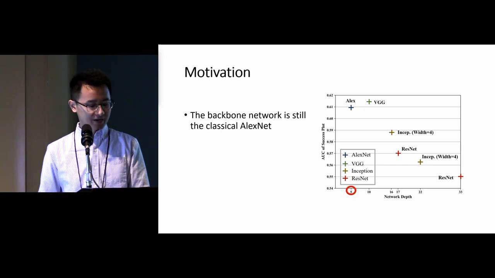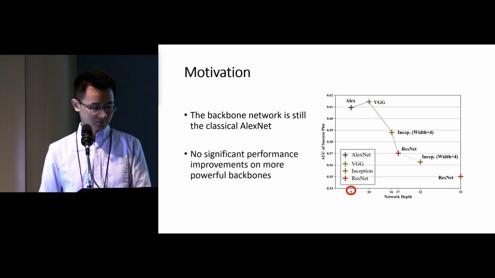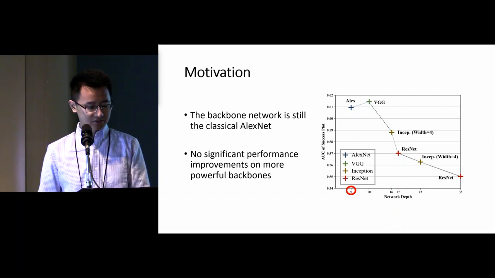One straightforward idea is to replace the shallow backbone with deeper networks, like VGG, Inception, and ResNet. Very surprisingly, this straightforward replacement does not bring much improvement and even causes performance drops. This phenomenon goes against the belief that increased network depth and width is beneficial for elevating model capacity. So we'd like to study the underlying reasons.